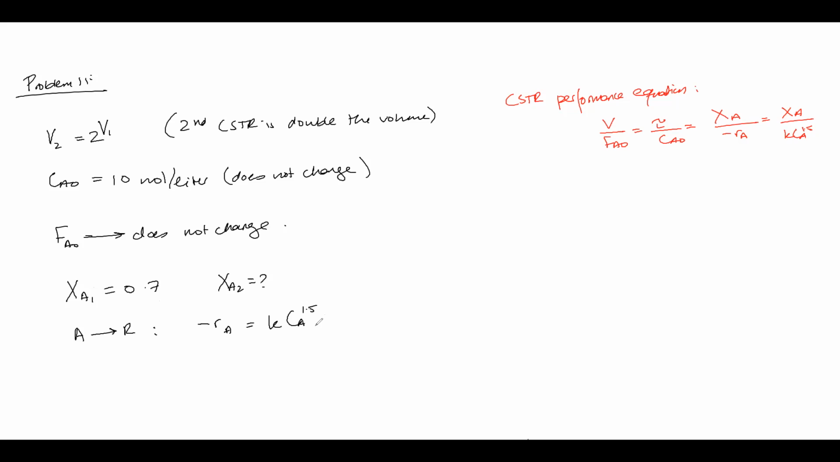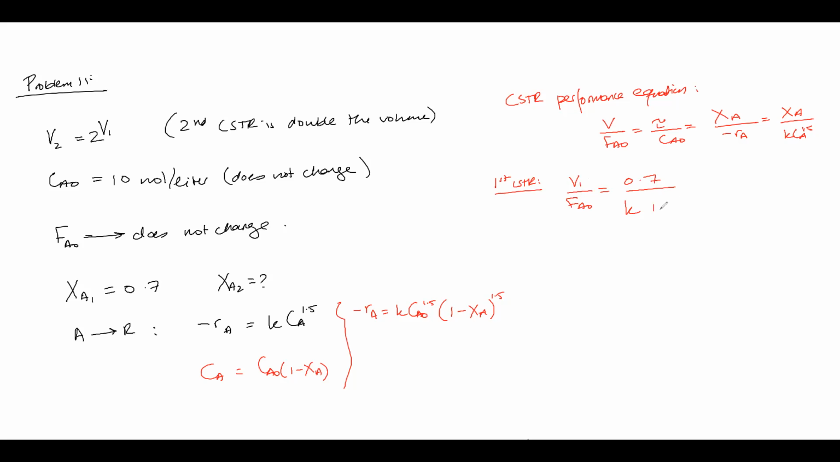But let's rewrite this in terms of conversion to make it easier for ourselves. So I know that CA is equal to CA naught into 1 minus XA, right? So if I combine these two, I'm going to get minus RA is equal to K into CA naught to the 1.5 into 1 minus XA to the 1.5. And I'm going to use this equation here. I'm using the first CSTR. So using the numbers for the first CSTR, I have V1 over FA naught is equal to XA1, which is 0.7, divided by K.